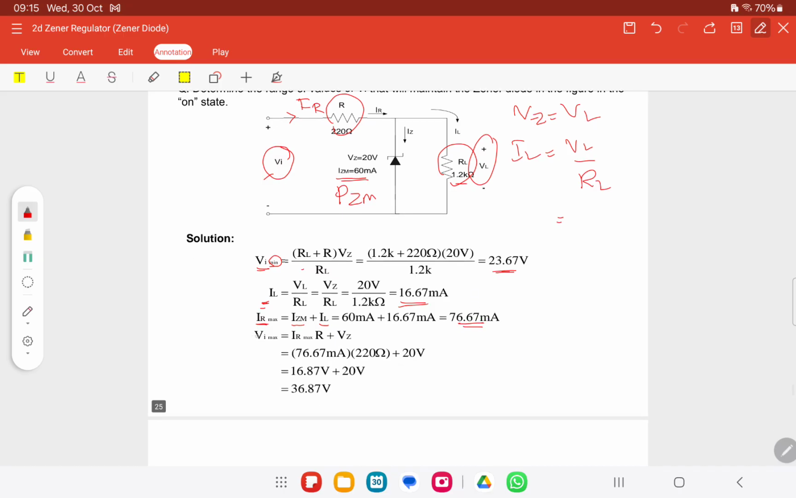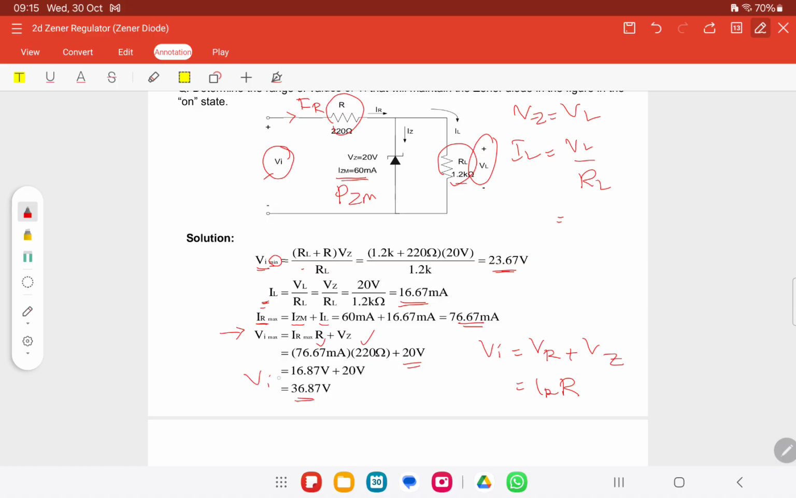From there, this one is Kirchhoff voltage law. VI equals to VR plus VZ. VR ni apa? IR darab dengan R. IR dah ada, R value ada, multiply tambah with the VZ. So boleh dapat the VI max.